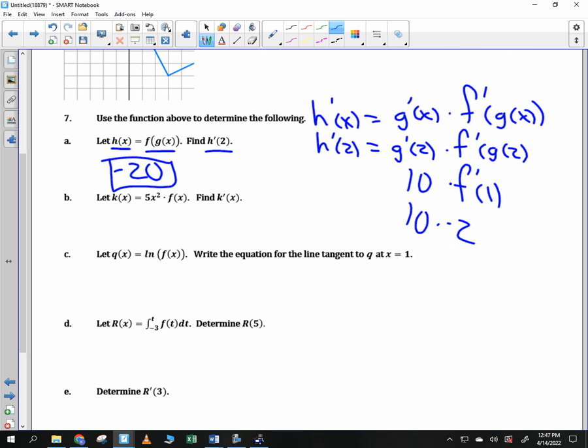Let's look at the next one, letter B, k of x. How is k of x different than h of x? Got 5x squared times f of x. Trying to find k prime.